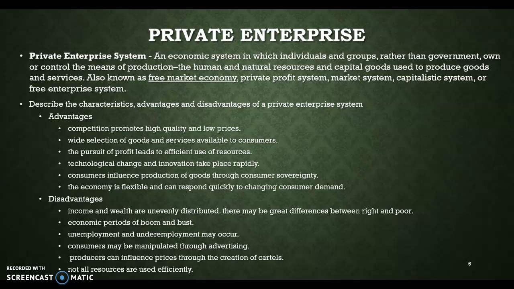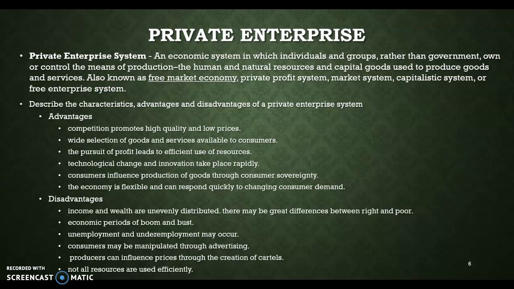Some advantages of a private enterprise: competition is promoted. You have a wide selection of goods and services. The pursuit of profit leads to efficient use of resources. That just means that since people are always trying to make money, they're going to find the best way to save money. There's more technology change and innovation. Consumers are able to influence what we want and don't want, and the economy is more flexible to respond to changing consumer demands.